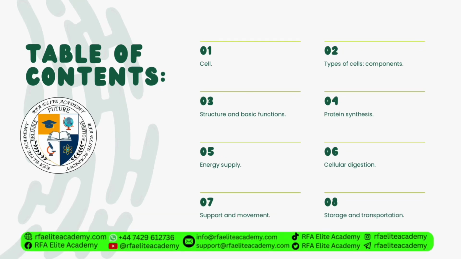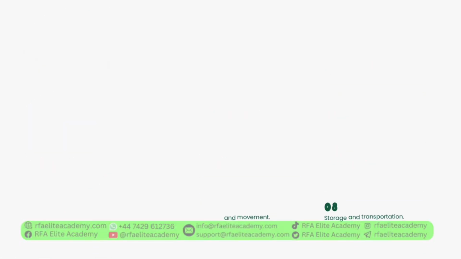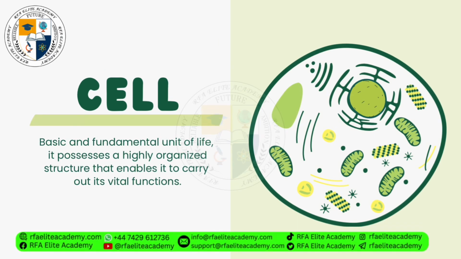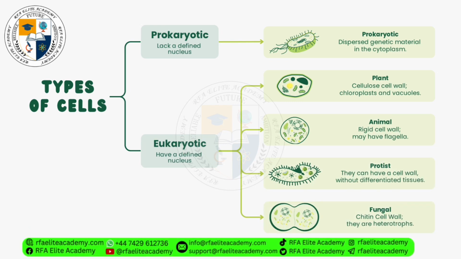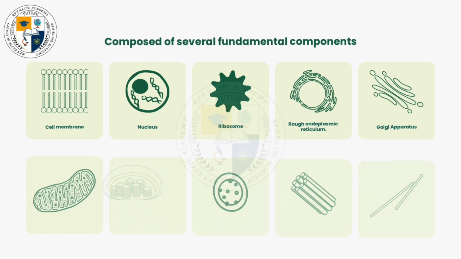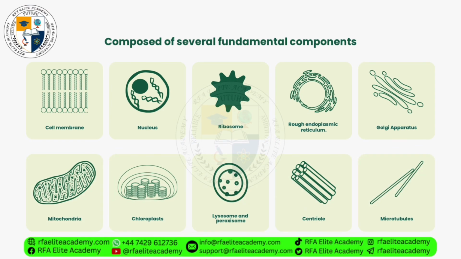Today we'll be talking about cells. So cells are basically the building blocks of an organism. They combine together to make up a whole organism. There are two types of cells, prokaryotic and eukaryotic cells. Prokaryotic cells are the ones that do not have a nucleus, and eukaryotic cells are the cells that do have a nucleus. Now let's look at some parts of cells.